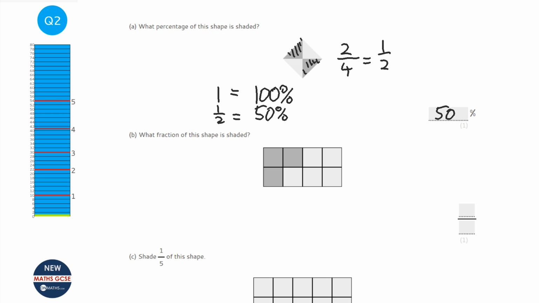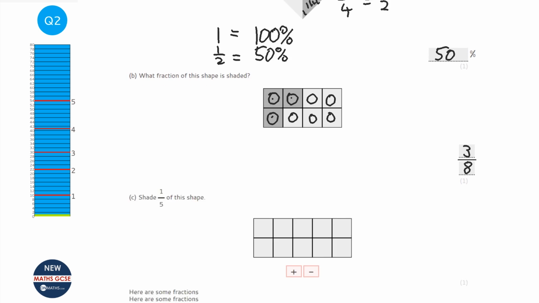Okay, the next question says what fraction is shaded. So we need to know 2 things. First of all, how many squares are shaded. So 1, 2, 3. So it'd be 3 over the total amount of squares. So there's 1, 2, 3, 4, 5, 6, 7, 8 squares. So the fraction is 3 over 8.